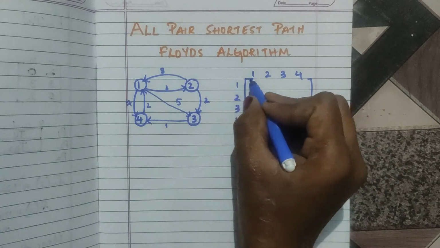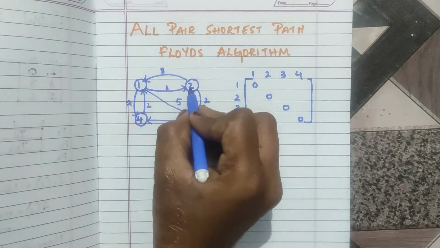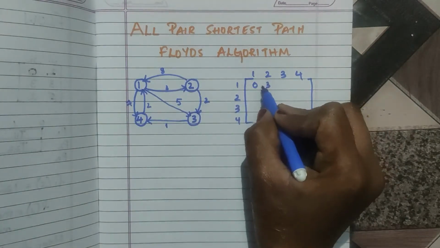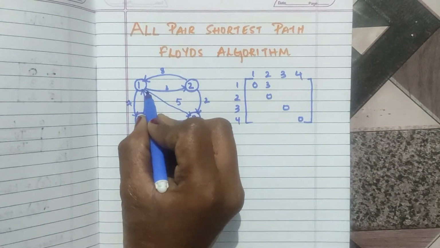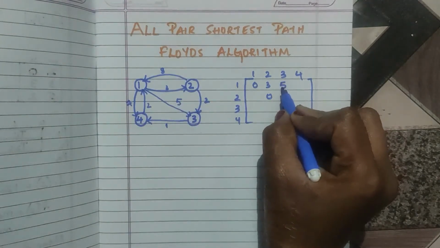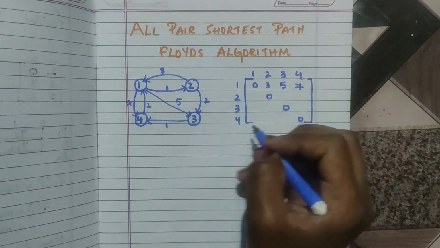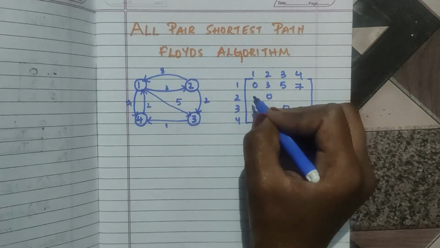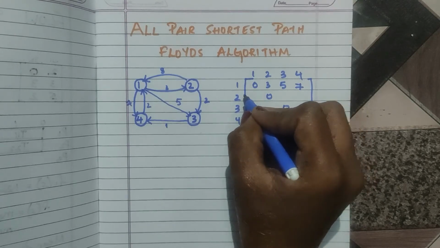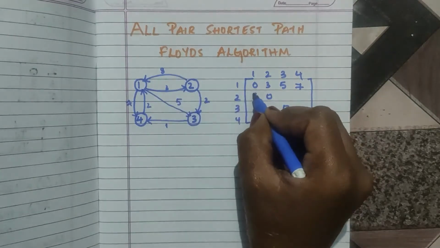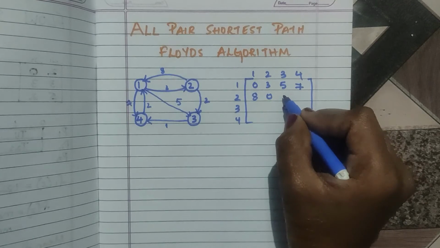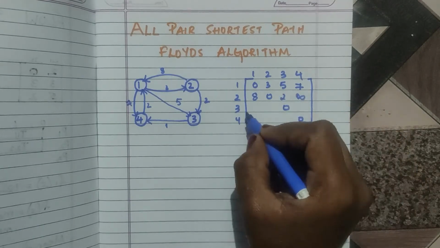So now 1 to 2. 1 to 2 it is 3. 1 to 3 it is 5. And 1 to 4 it is 7. So this is how you have to fill your cost matrix table. Now 2 to 1 it is 8. You can see the arrow symbols. And now I am filling this table.